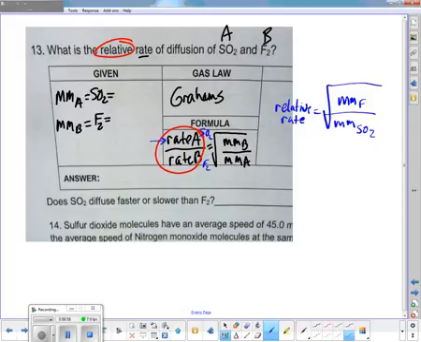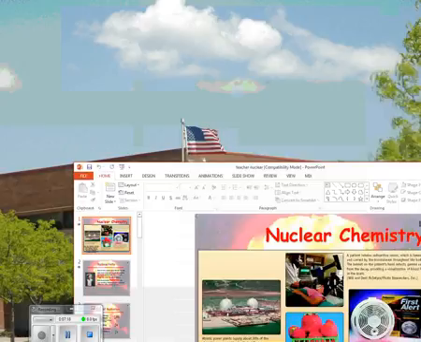I'm not quite awake. Okay, so we're going to correct this at the end of the lecture that I've got, and then we're going to go right into the quiz on gas laws. Okay? So if you get your notes out real quick, we'll start on nuclear chemistry.